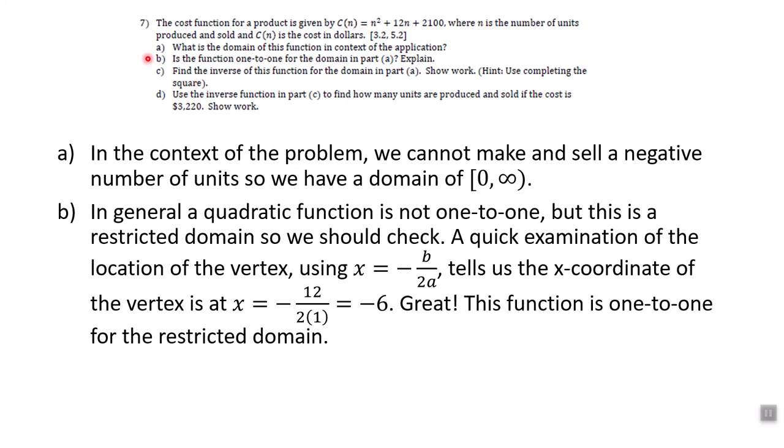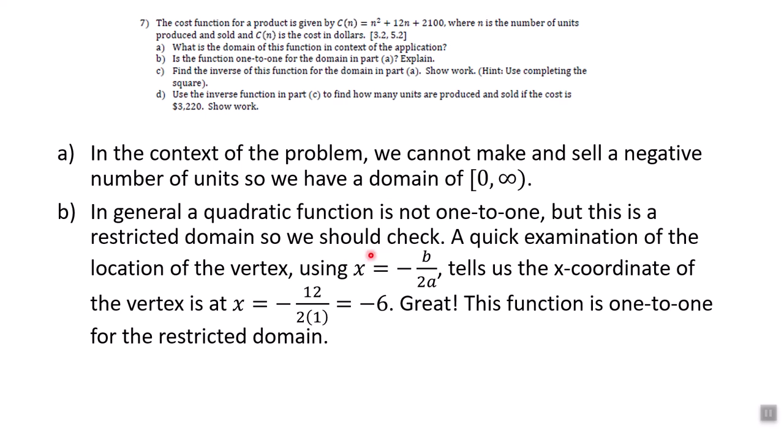Part B. Is the function one-to-one for the domain in part A? In general, a quadratic function is not one-to-one. But this is a restricted domain, so we should check, all right? Because we know a quadratic function with a positive leading coefficient is going to be a parabola opening up.